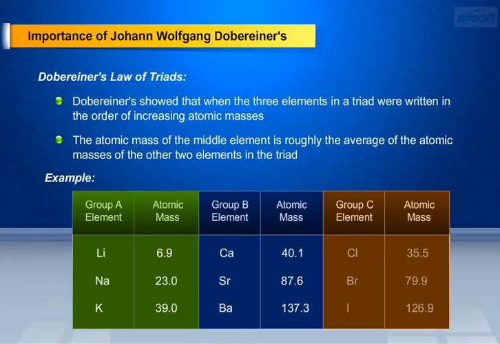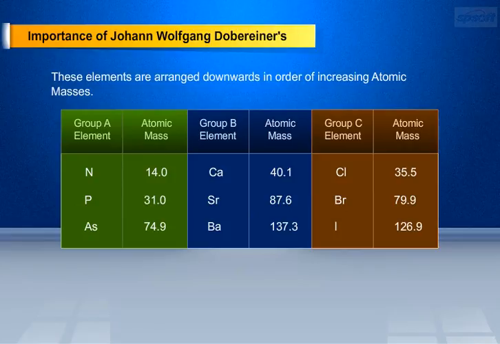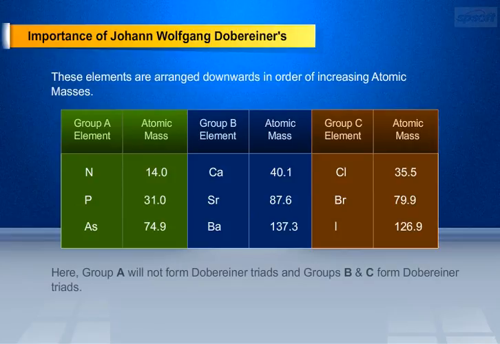Similarly, in Group B and Group C elements, the average of first and third element is almost equal to the middle element. Here we should observe that even though the atomic masses are arranged in increasing order, Group A does not satisfy Döbereiner's triads law. These elements are arranged downwards in order of increasing atomic masses. Here, Group A will not form Döbereiner triads and Groups B and C form Döbereiner triads. The atomic mass of the middle element is not equal to the arithmetic mean, that is, average, of the other 2 elements of the triad. So, Group A triad does not follow Döbereiner's triad rule.